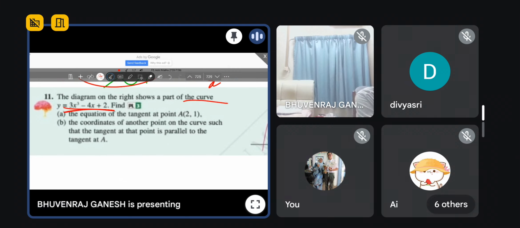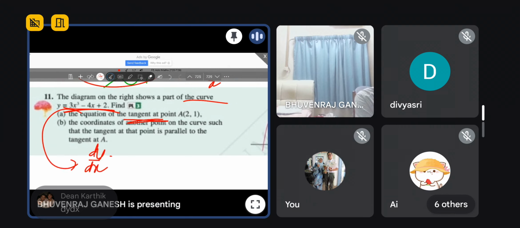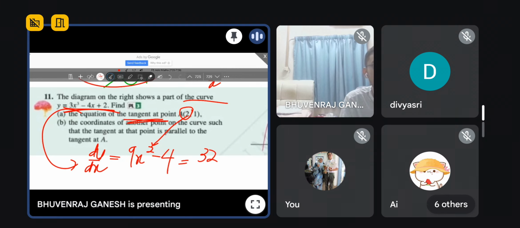So curve. They give you this curve. And then they ask you for the equation of the tangent. Very simple. So what must you find? Very good. dy dx. So you just differentiate this equation. 9x squared minus 4. Then what is the second step we must do? Very good. Substitute inside here. So if you calculate and see, you will get dy dx equals 32.